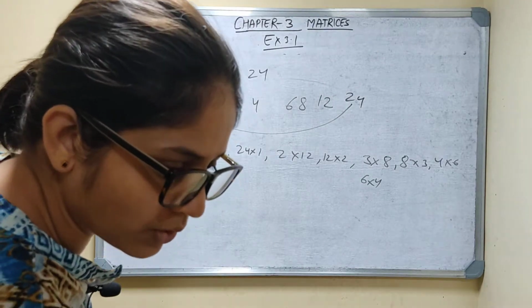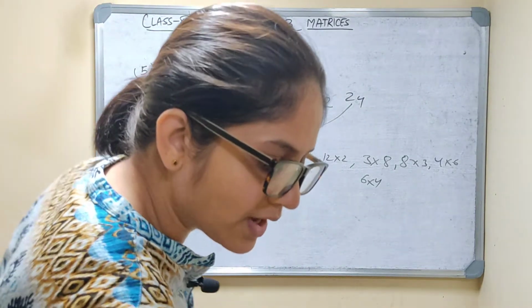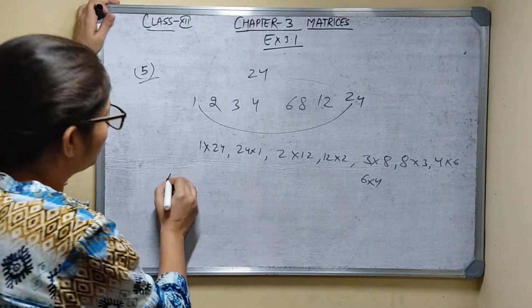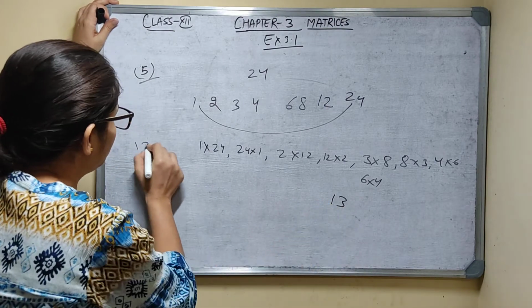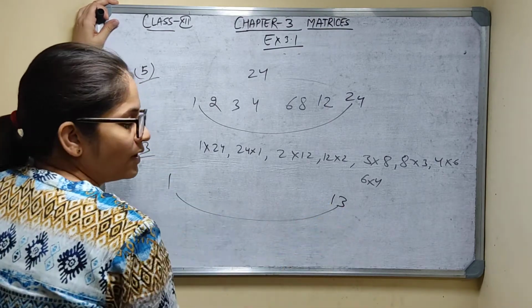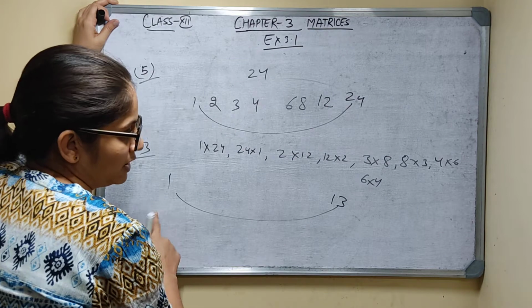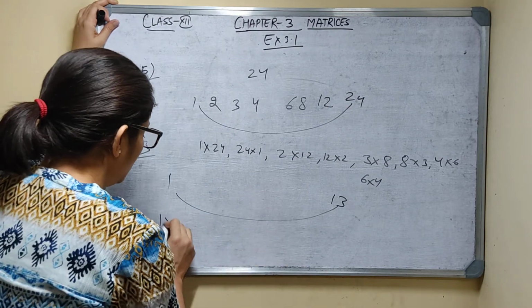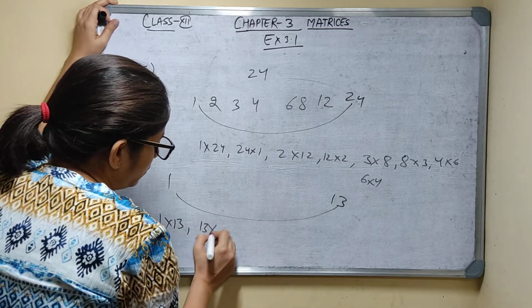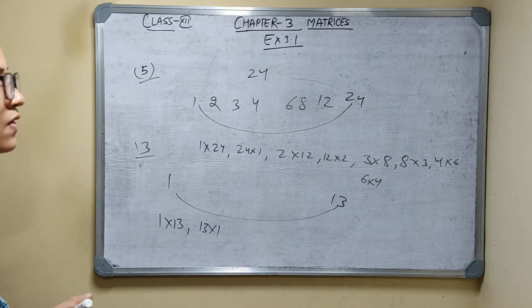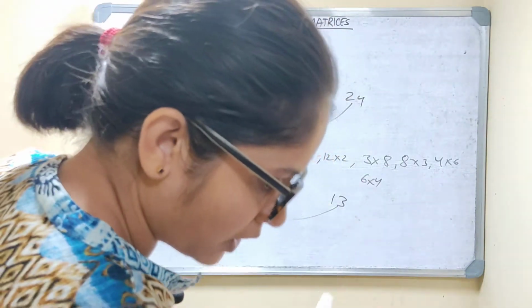Now in this question only they are asking, what if it has 13 elements? 13 elements means you can write 1 and 13. 1 thirteen is 13 and 13 ones are 13. 2 and 3 tables won't come. So 1 into 13 and 13 into 1 is the other pair. Like this you have to solve. Fifth question is over. Now sixth question.